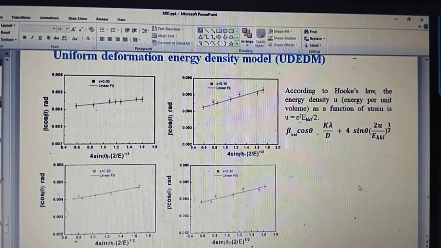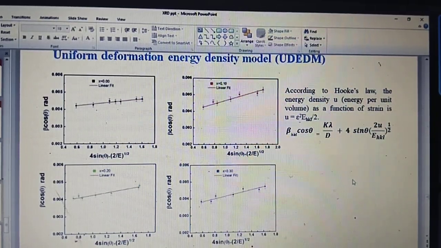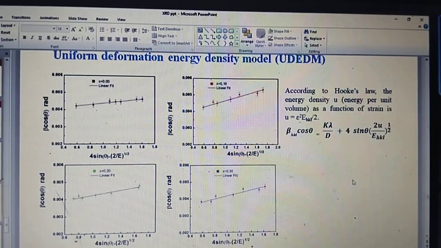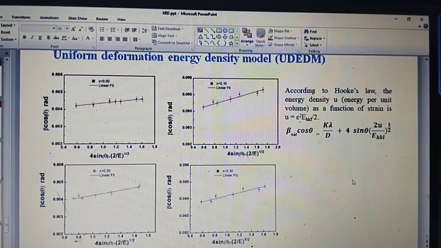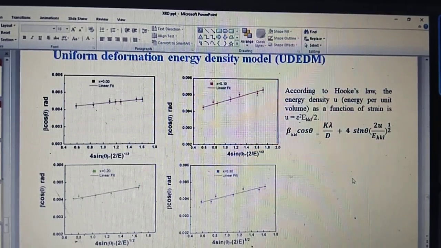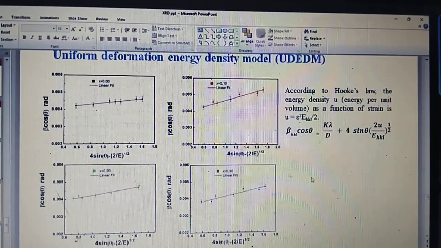So many things you can do with X-ray diffraction with the same XRD pattern. You can find out the size, the strain, the stress, and the phases which are there, whether impurity phases are there or not. So all these things you can make use of from the same data.